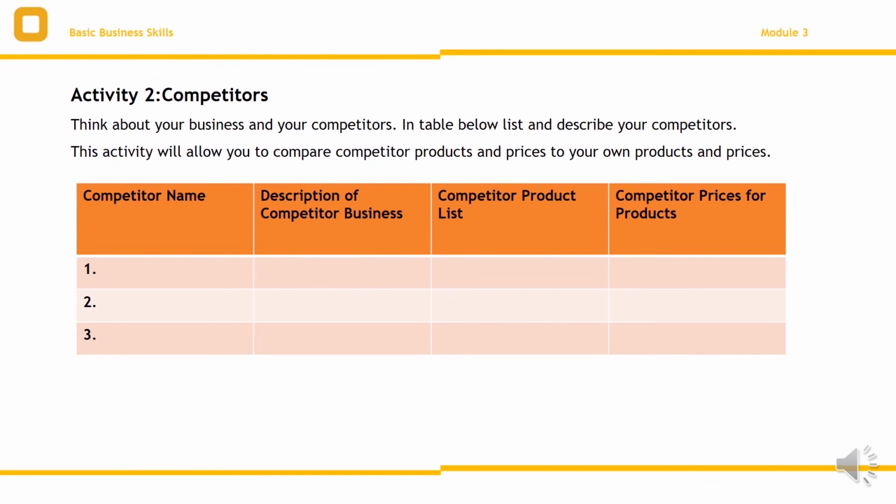So in terms of understanding your competition, you need to first of all find out who your competitors are. You need to describe and be able to understand their business. You need to look at their products. You also need to look at how they're pricing their products. So activity 2 asks you to identify who your competition is, describe their business, list the products and services, and look at their pricing. This then allows you to make a comparison of your business compared to your competitors.